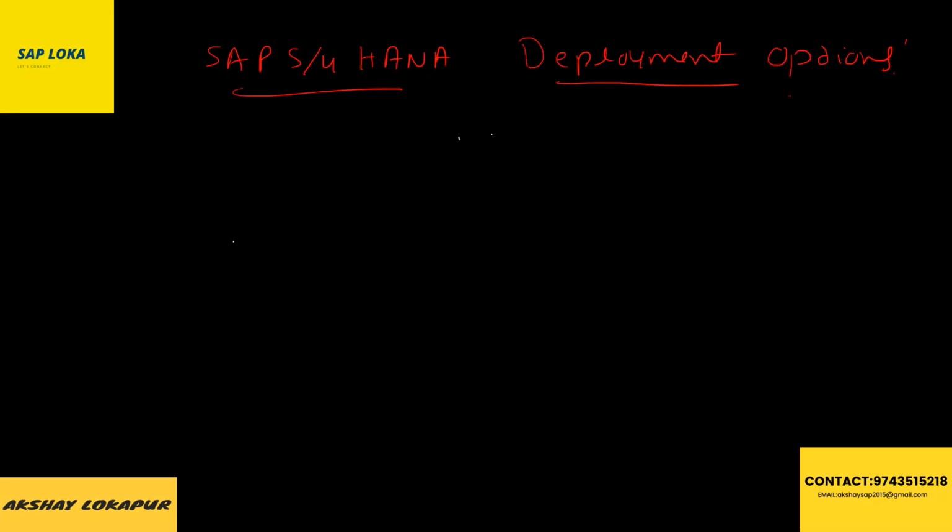Okay. So now our next topic: how the database will work, why it is faster, right? The difference between ECC and S4 HANA, I understood. Now we'll see the SAP S4 HANA deployment options. How many deployment options do we have? You have heard, right? S4 HANA on-premise, cloud, hybrid. So what is this? We'll see.